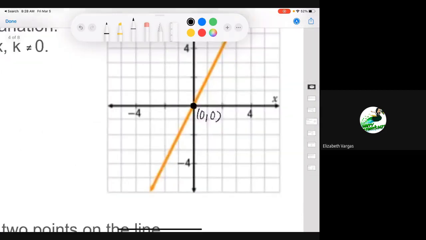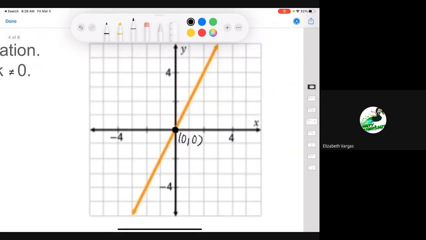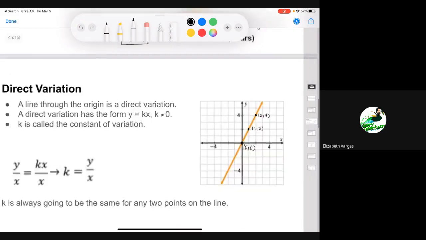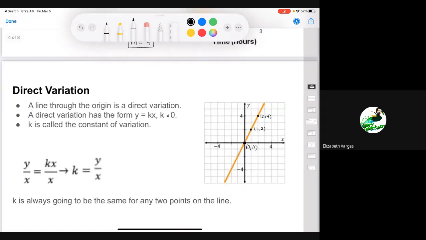So for example, let me say I want to use this one. This is (1, 2). And this one is (2, 4). Okay, give me 1 second.